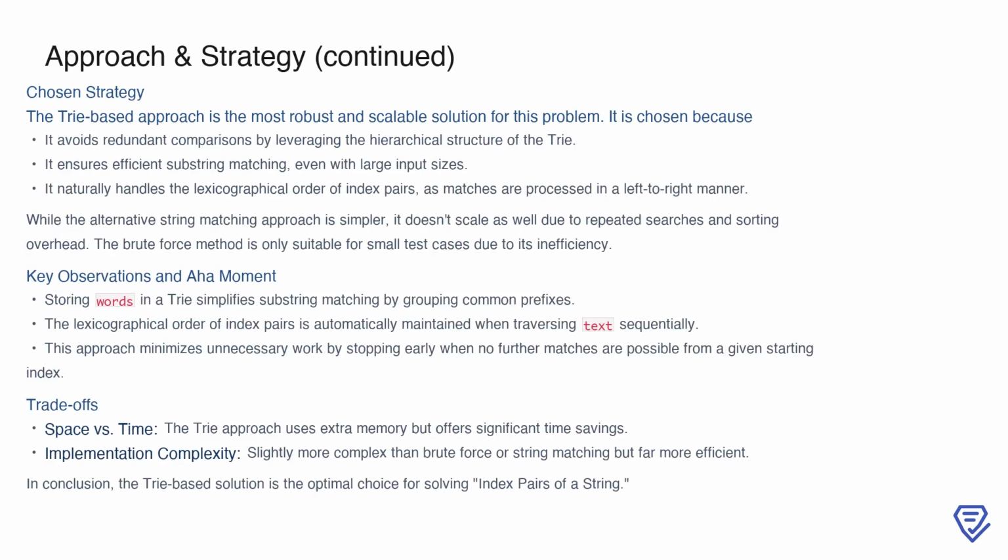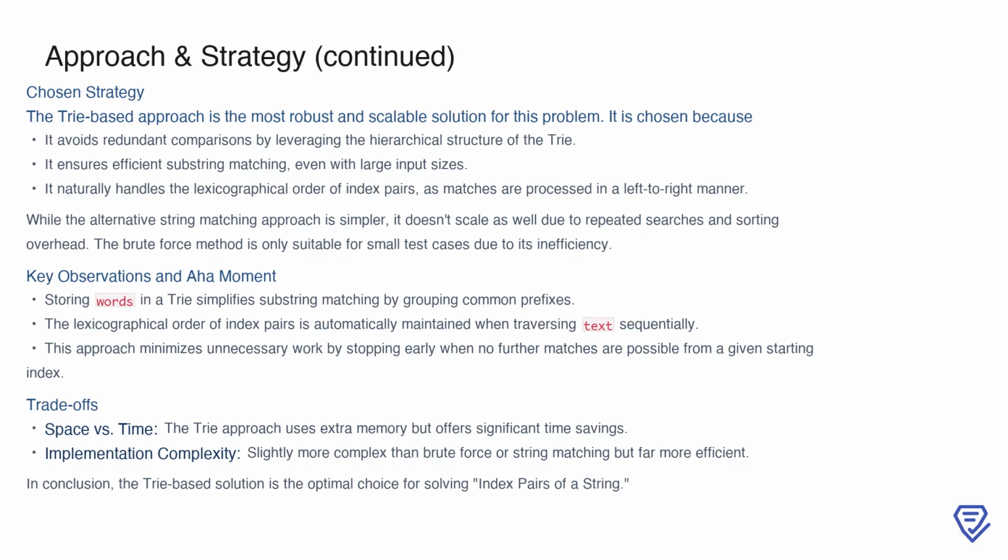Among the approaches discussed, the tree-based solution stands out as the most robust and scalable. It avoids redundant substring comparisons by leveraging the hierarchical structure of the tree, which groups common prefixes of the words list. This design ensures efficient substring matching, even for large input sizes. Furthermore, by traversing the string text sequentially, the index pairs are naturally processed in lexicographical order, eliminating the need for additional sorting. Key insights that make this approach effective include the ability to stop early when no further matches are possible from a given starting index, and the way the tree minimizes unnecessary work through its structure.